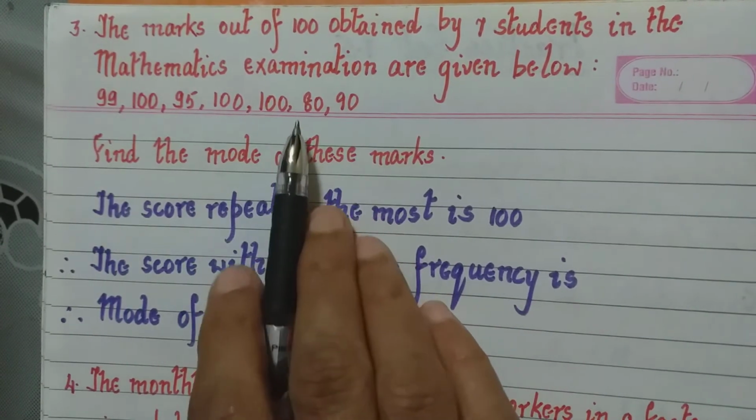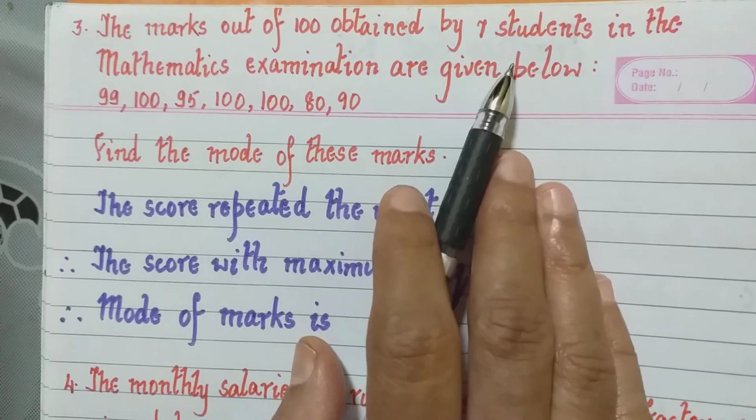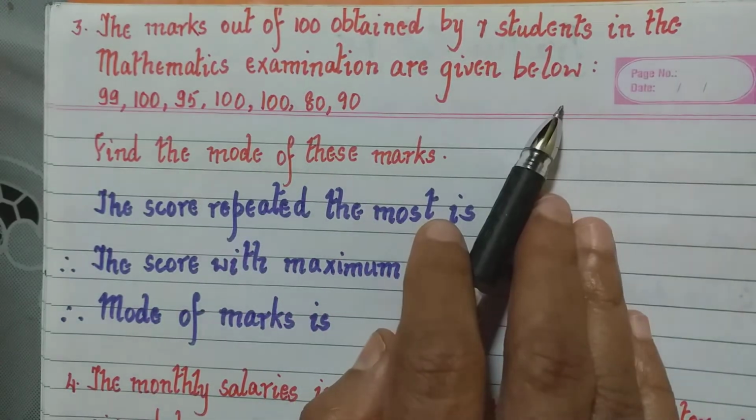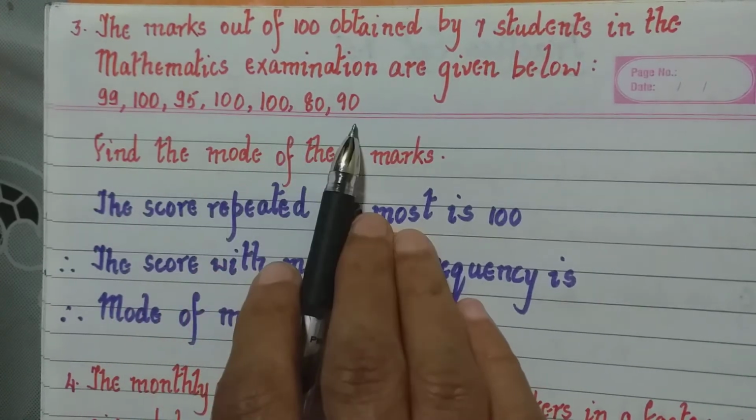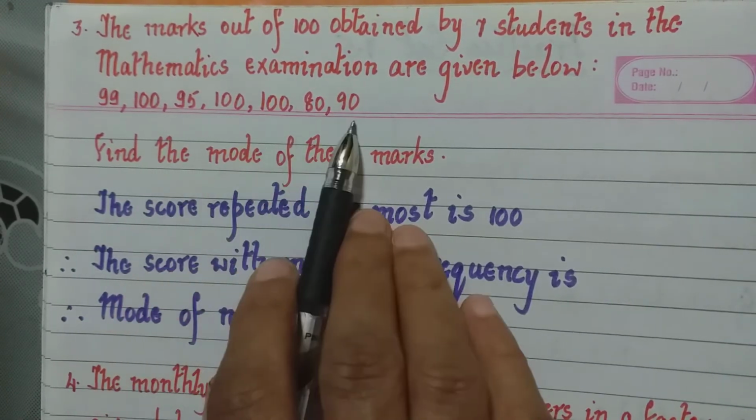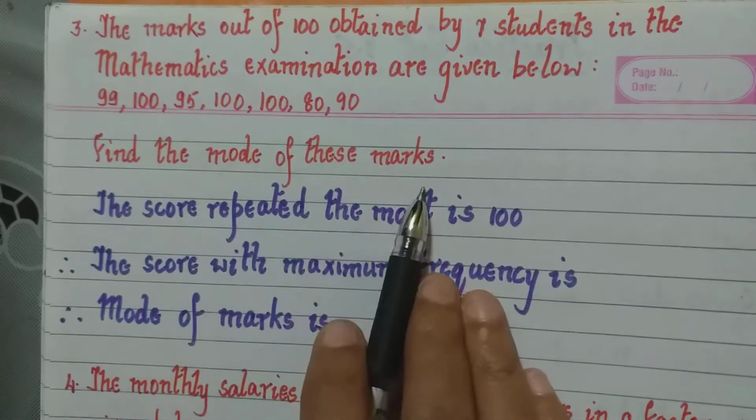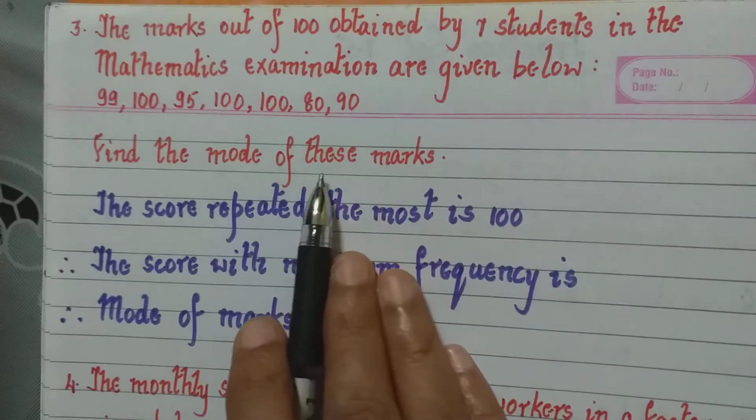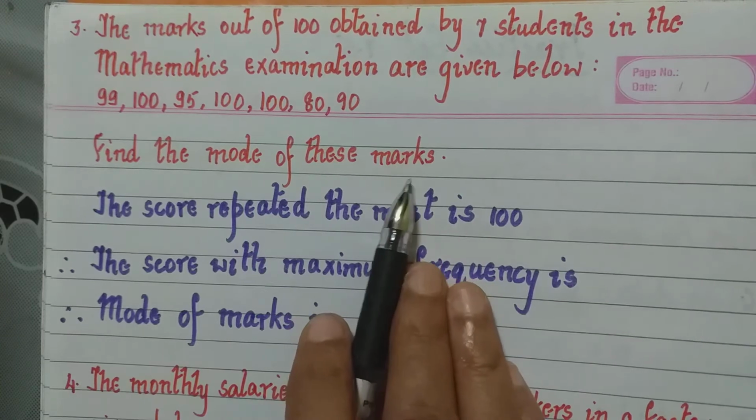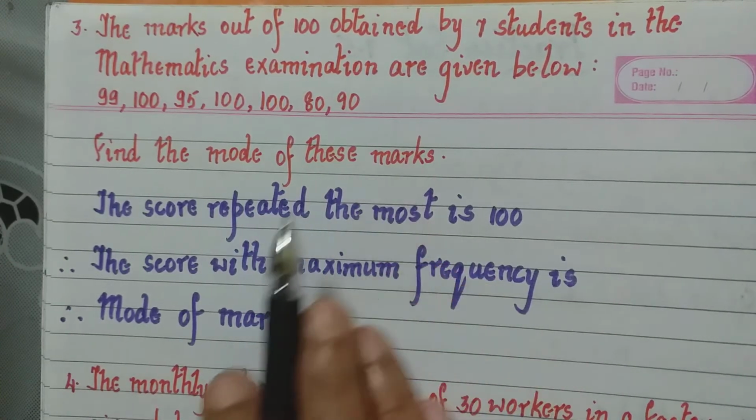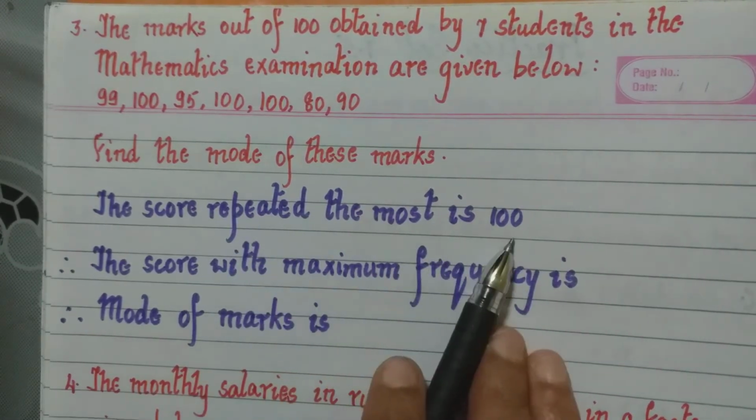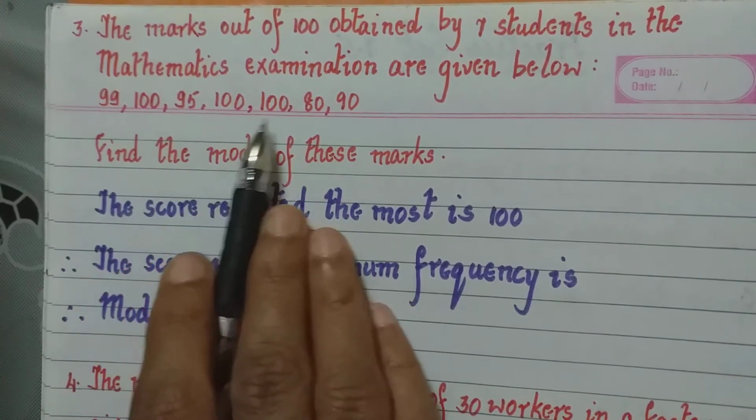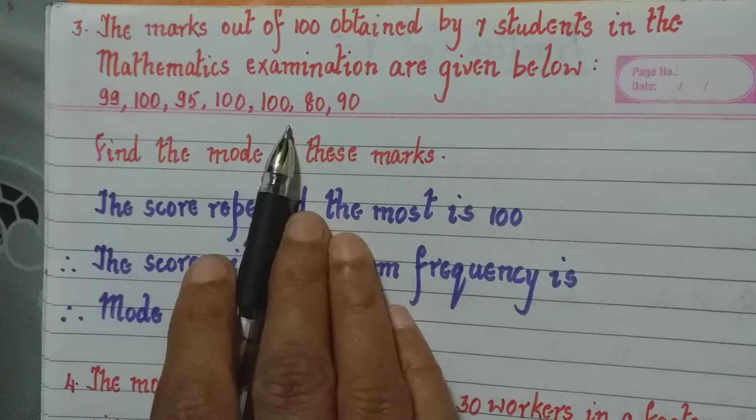The third question: the marks out of 100 obtained by 7 students in the mathematics examination are given below. So that means there are 7 observations here, the marks of 7 students. They have asked the mode of these marks. If you remember, we said that the mode is the score which is repeated most number of times. The score repeated the most is 100. You see here 100 is repeated 3 times, right?